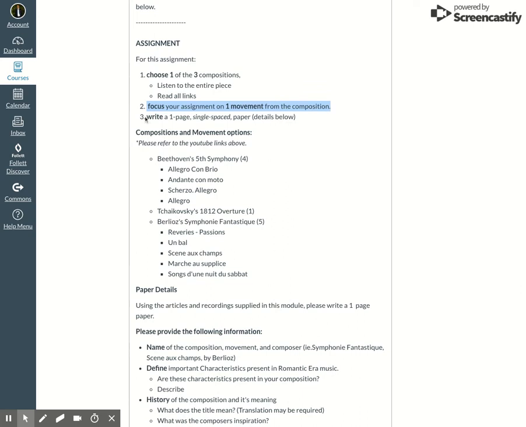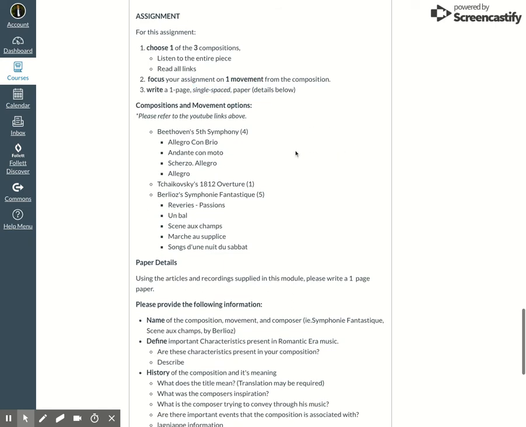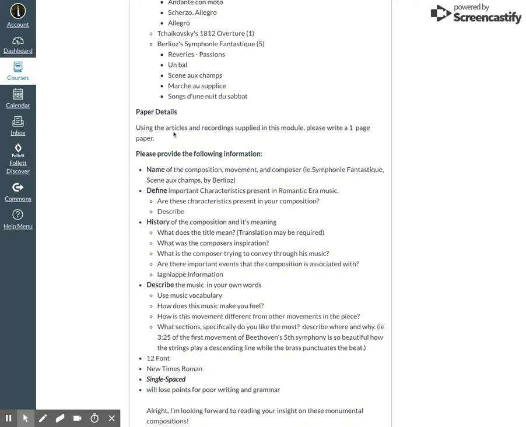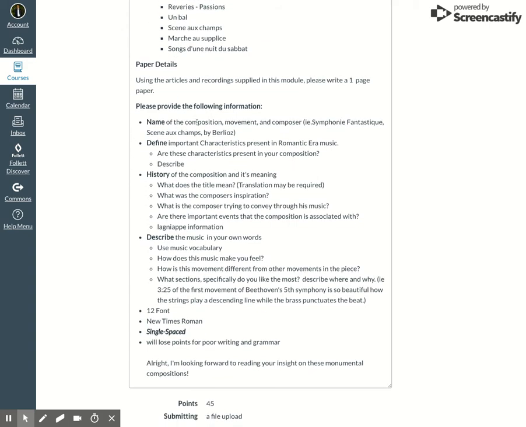Okay, so this one, we're going to do something a little bit different. After you listen to all these things and you read through all this, you're going to write a 1-page single-spaced paper. Here are the composition options: Beethoven's Fifth, Tchaikovsky, Berlioz. And here are the paper details. Using the articles and recordings supplied in the module, please write a 1-page paper. Make sure you include the name of the composer, composition, and movement.